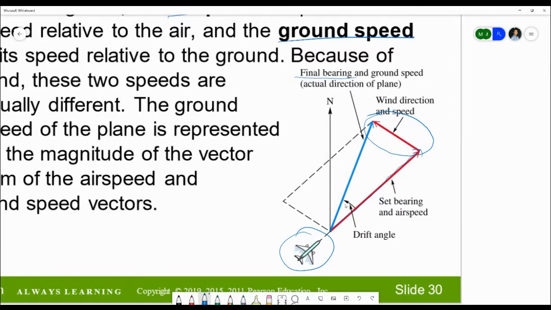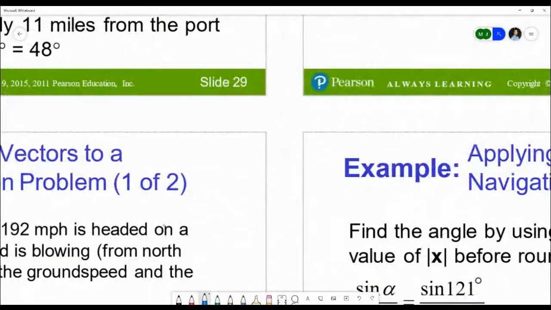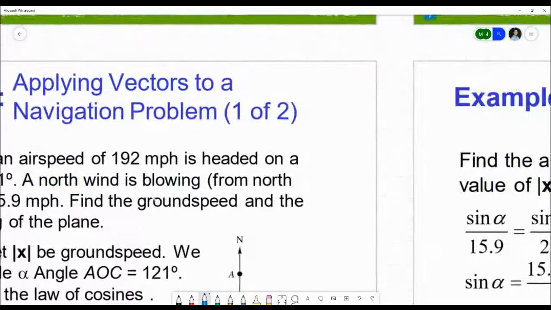So the angle that is the difference between the two is called the drift angle. So that's how much the airplane drifts due to the wind blowing at it. Okay, so now we have two vectors. One is of the airplane and the other one is of the wind.